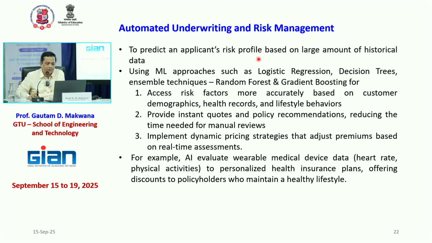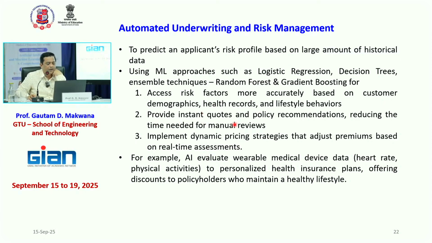It is to predict the applicant's risk profile based on a large amount of historical data, using ML approaches such as logistic regression, decision tree, ensemble techniques, random forest, and gradient boosting to assess risk factors more accurately based on the customer's demographics, health record, and lifestyle behavior. So based on the way I live my life, the company will decide the premium or the term of the premium. That is risk management. If my lifestyle is good, if I eat good food, then my premium should be less for a longer period. This kind of risk management should be in insurance.